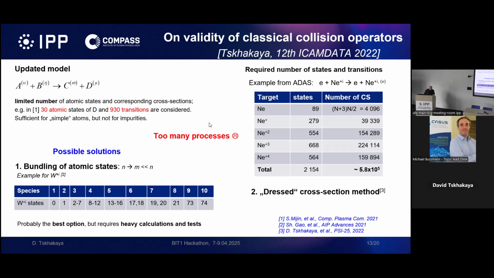I can tell you, I made these tests a really long time ago when I started implementing these operators. I think sufficient statistics was when you have 100 particles per cell. Already it was okay. That's very good. Unfortunately, in some cases, this is not the case.